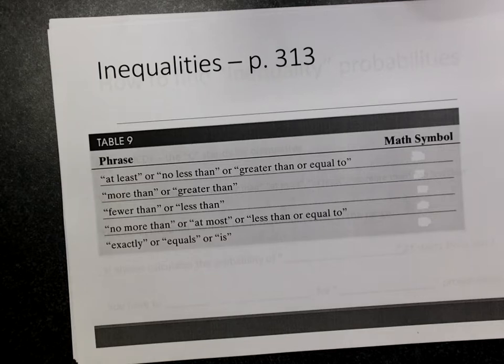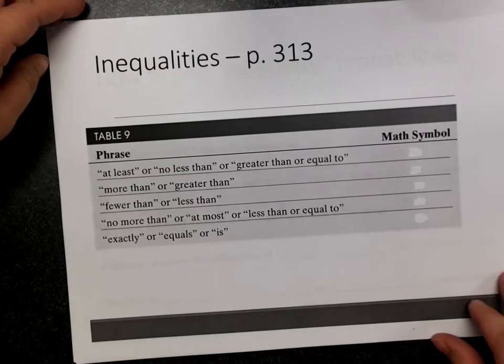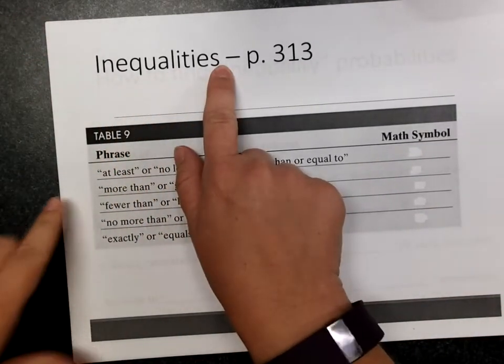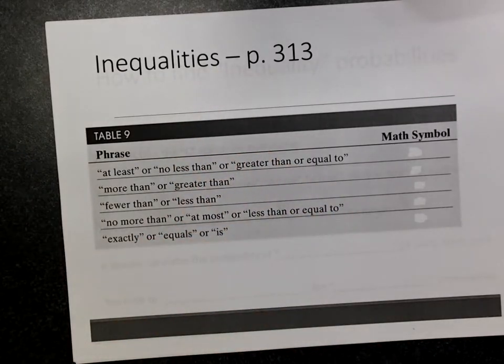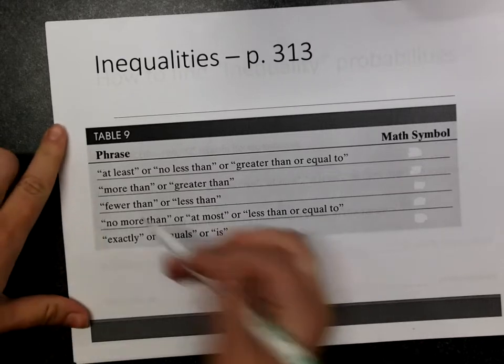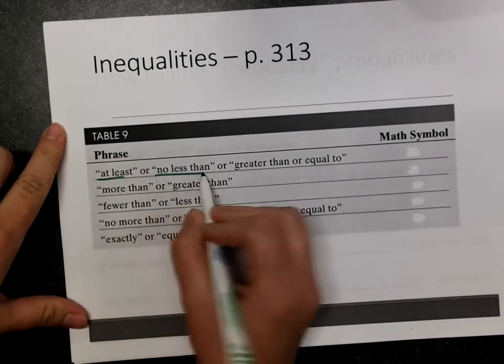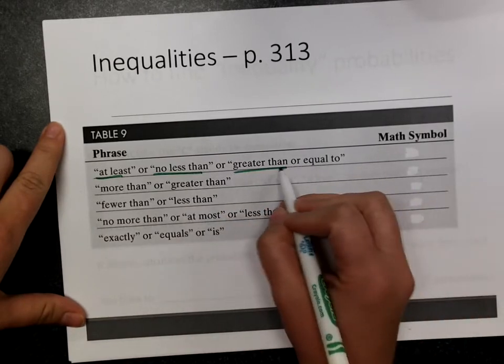Here is the second half of section 6.2. The book calls these inequalities. I don't know if that's the best term for them. It's when you're trying to find a range of different probabilities. And so you'll see phrases like at least, or no less than, or greater than, or equal to.